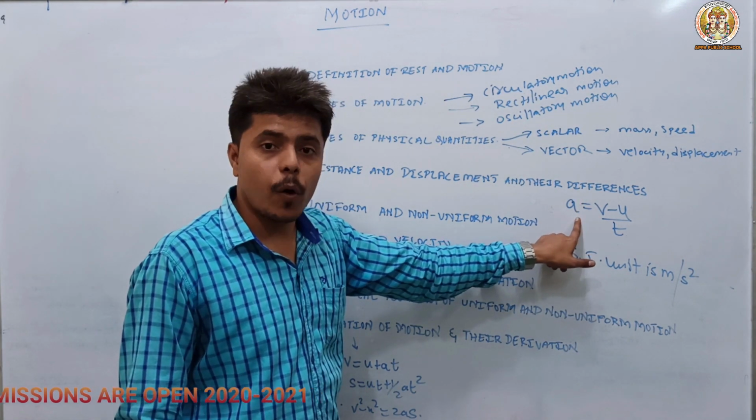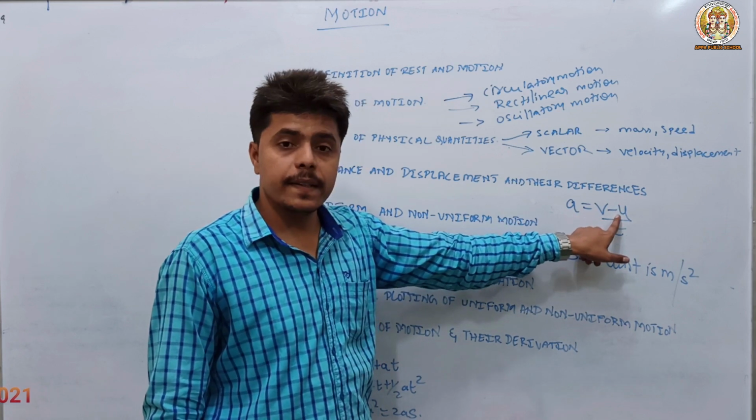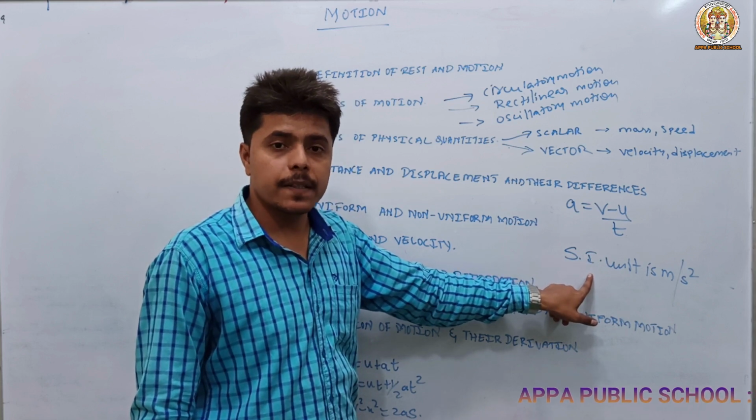Small a is nothing but acceleration. V means final velocity, u means initial velocity, t means time taken. The SI unit is meter per second square.